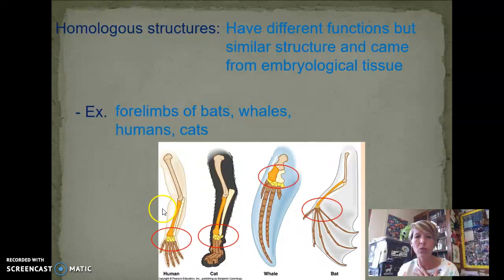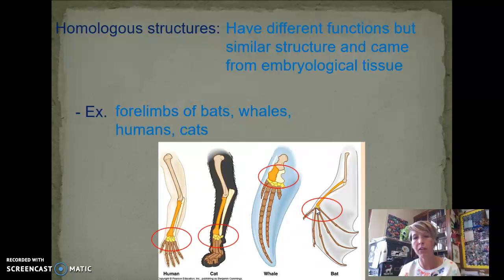They do not do anything the same, right? Our arm is used a lot differently than a bat wing is used. However, if we look on the inside, they have very similar structural anatomy. Where the red is circled, they have a long bone and short bone articulation. Long bone and short bone.